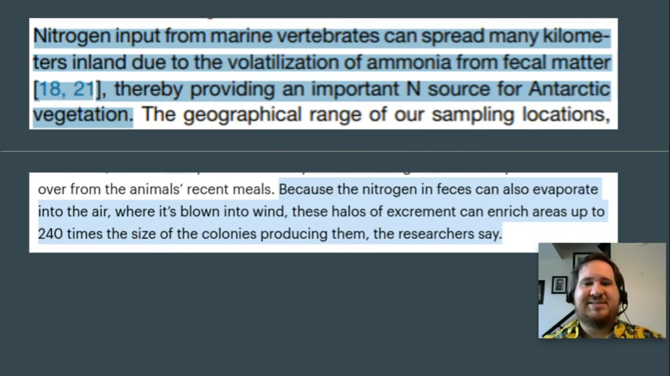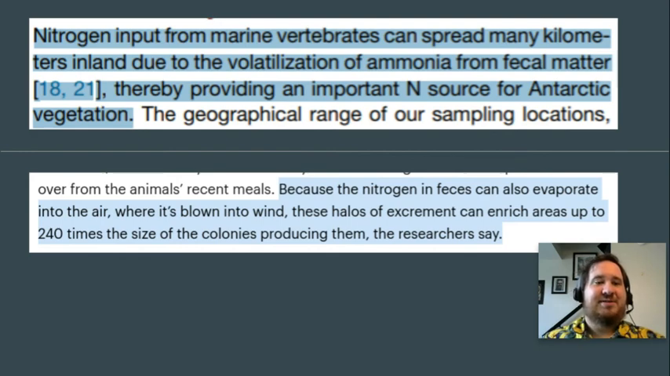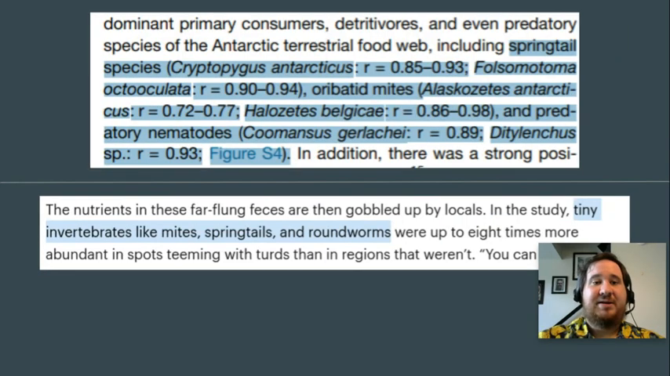Well, in the public article, because the nitrogen in feces can also evaporate into the air where it's blown into the wind, these halos of excrement can enrich areas up to 240 times the size of the colonies producing them. So essentially, it's the wind. That's where it's blown into the wind is kind of the key in that sense. So the wind blows this nitrogen input or these feces all over the place and helps to spread out something that could sustain life. So just another easier way of putting it.